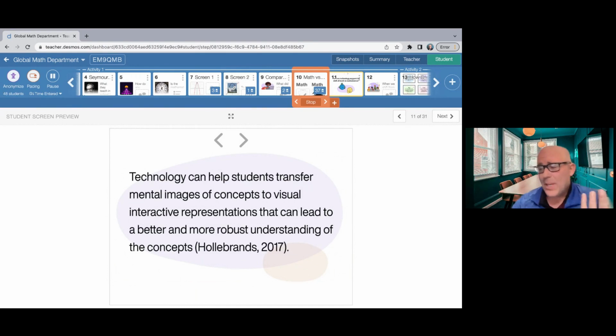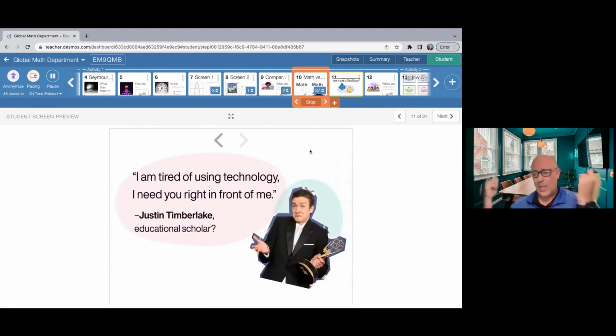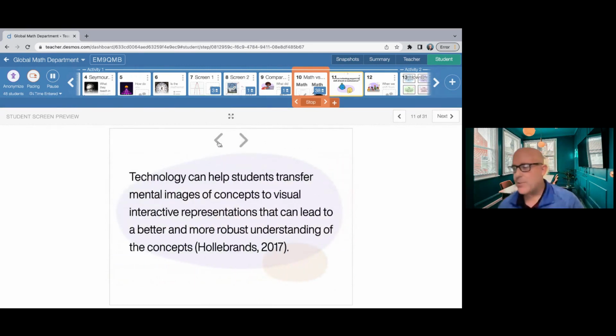And I don't know a better way to describe some of the pullback from technology. Really, this great educational philosopher, Justin Timberlake, signaled it the best. I'm tired of using technology. I just need you right in front of me. I think that's how many teachers are feeling as they've gone through the last couple of years. They want their students in front of them, but it's important to remember that technology can create those experiences as well. If it's done well, if it's done right, it can be super meaningful and super helpful for students.